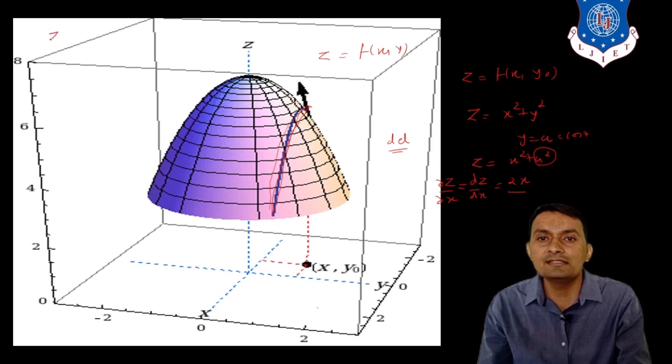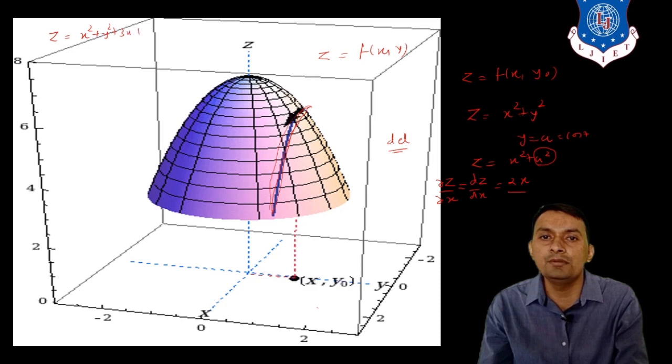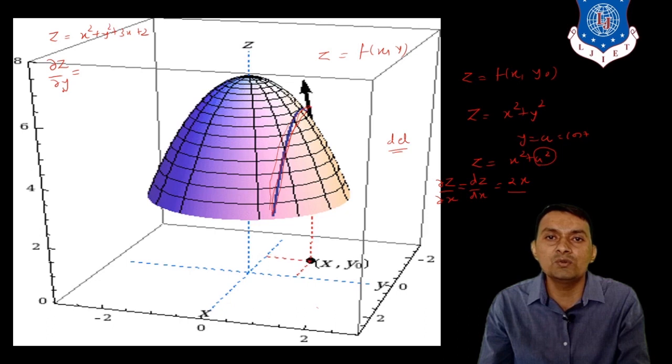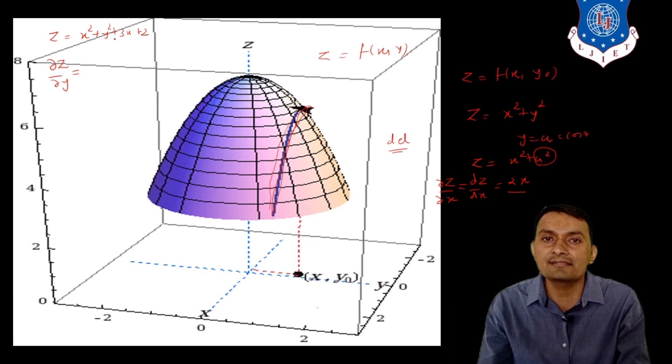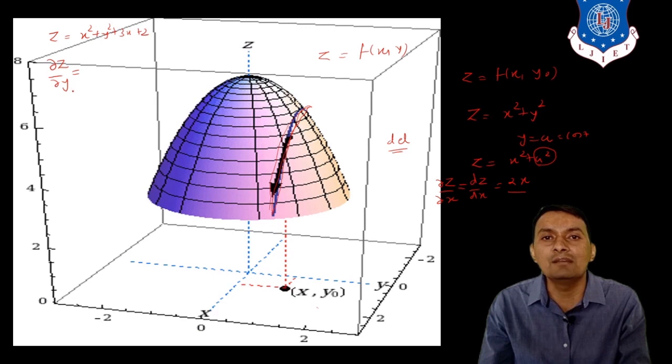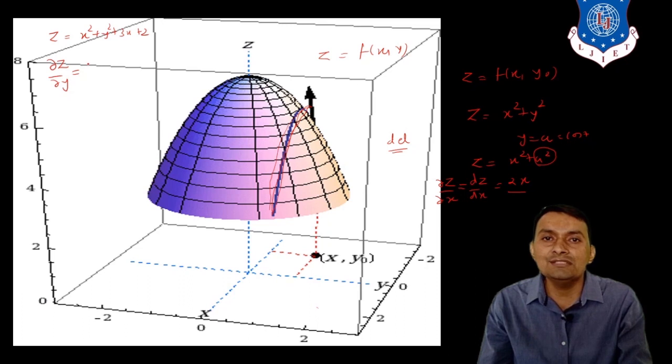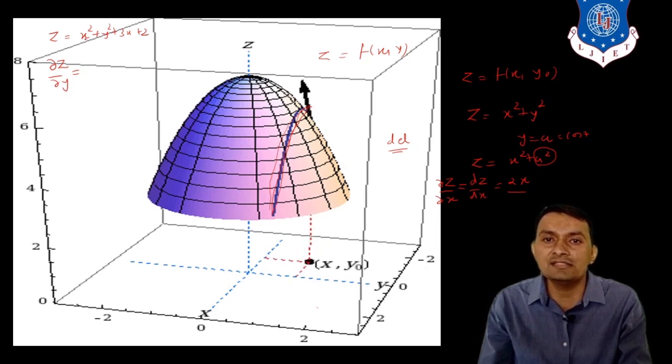Suppose I consider z is equal to x square plus y square plus 3x plus 2, and I want to find del z by del y. That means we consider only the derivative with respect to the independent variable y, but actually z depends on x and y. That means we can determine the partial derivative with respect to x and y, but we want the particular partial derivative with respect to y. So I'm going to consider x as a constant, so the derivative of that term is exactly 0.